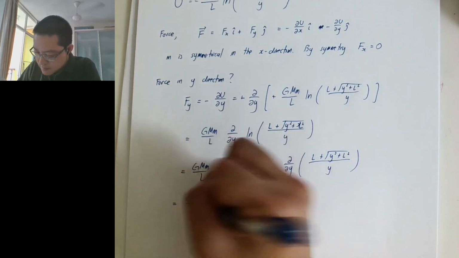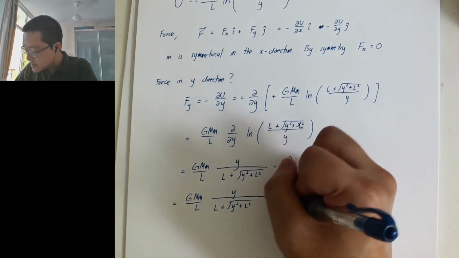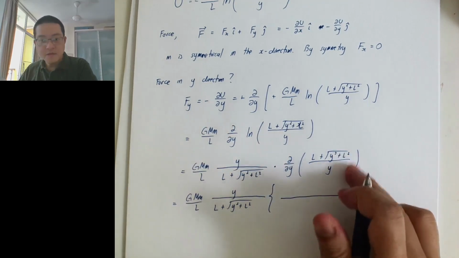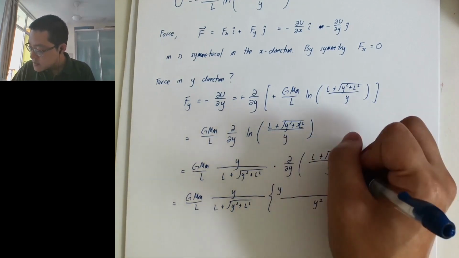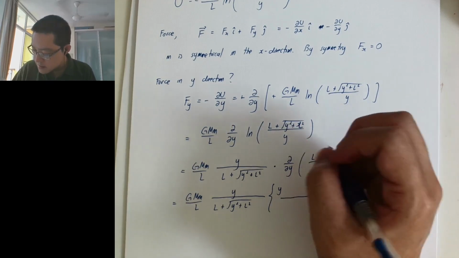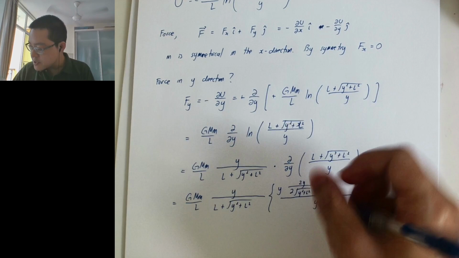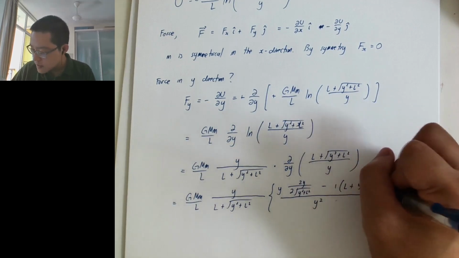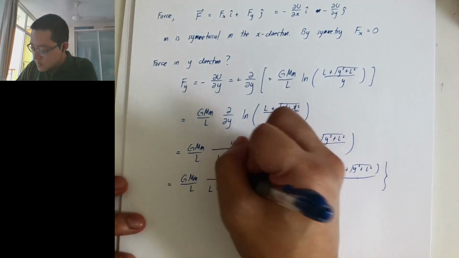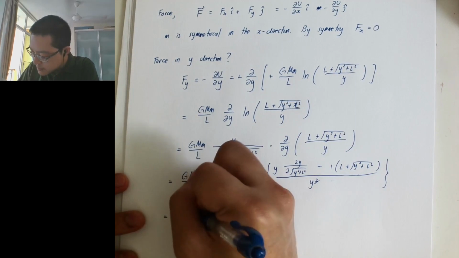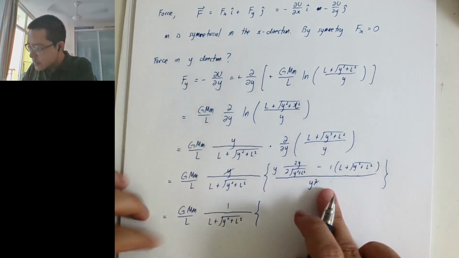So I got G M m over L, and then I got y over L plus the square root of y squared plus L squared, and then differentiating this, what do I get? This is a quotient, so I shall use the quotient rule. I got y squared, and then I differentiate the inside, which is 2y over 2 square root of y squared plus L squared, and then minus, differentiating y becomes 1, times L plus the square root of y squared plus L squared. This y cancels one of the y's here. I got G M m over L, and then 1 over L plus the square root of y squared plus L squared, and then there's a 1 over y.